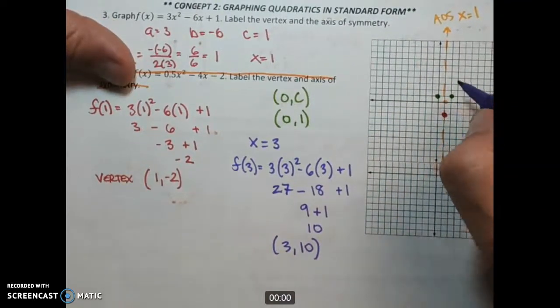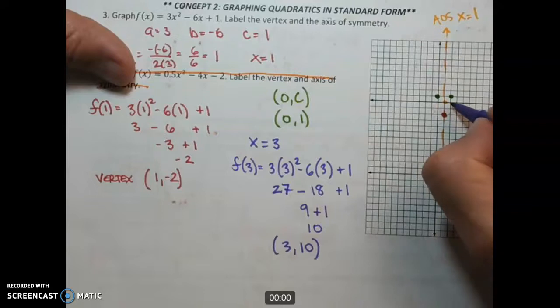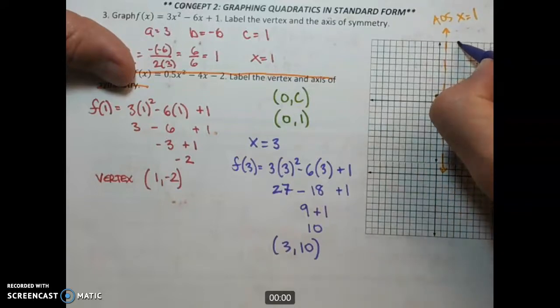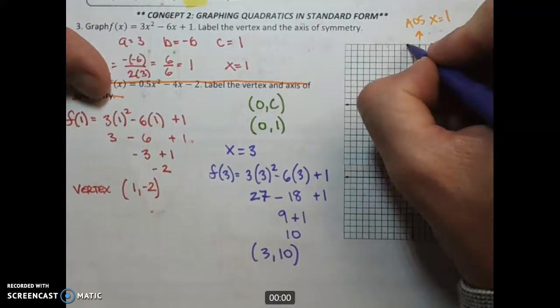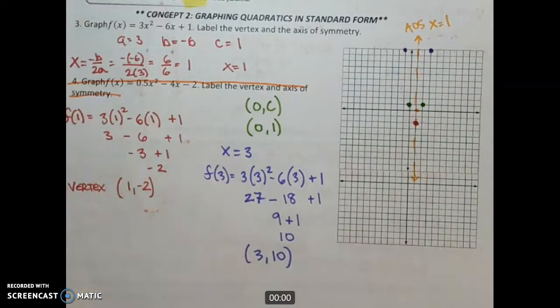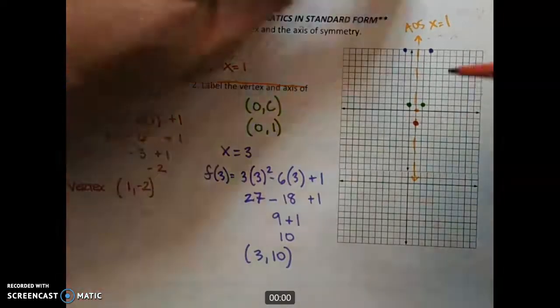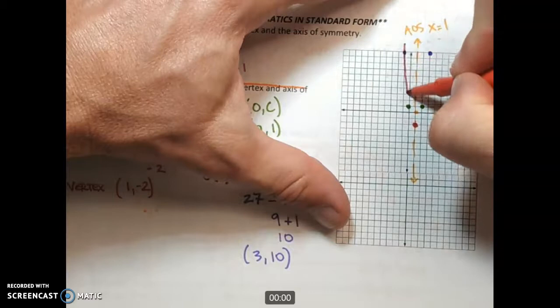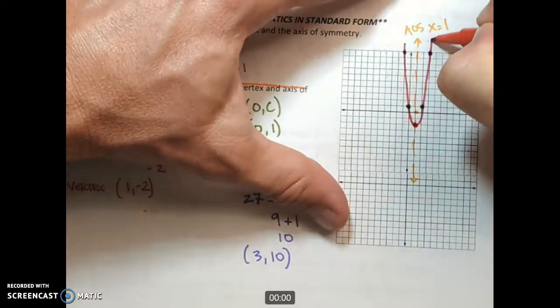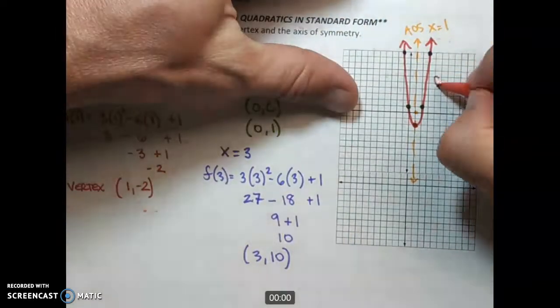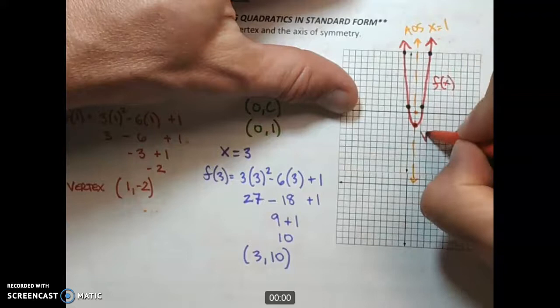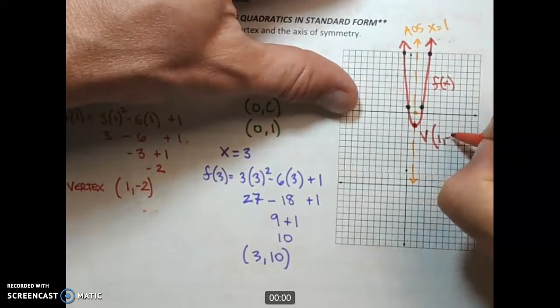So let's start at my origin right here. 1, 2, 3. 10 is right there. And you see how it's 2 to the right of the axis of symmetry? I just move 2 to the left. Voila, we have our graph. And that is my f of x graph. I'm also going to write my vertex at 1, negative 2.